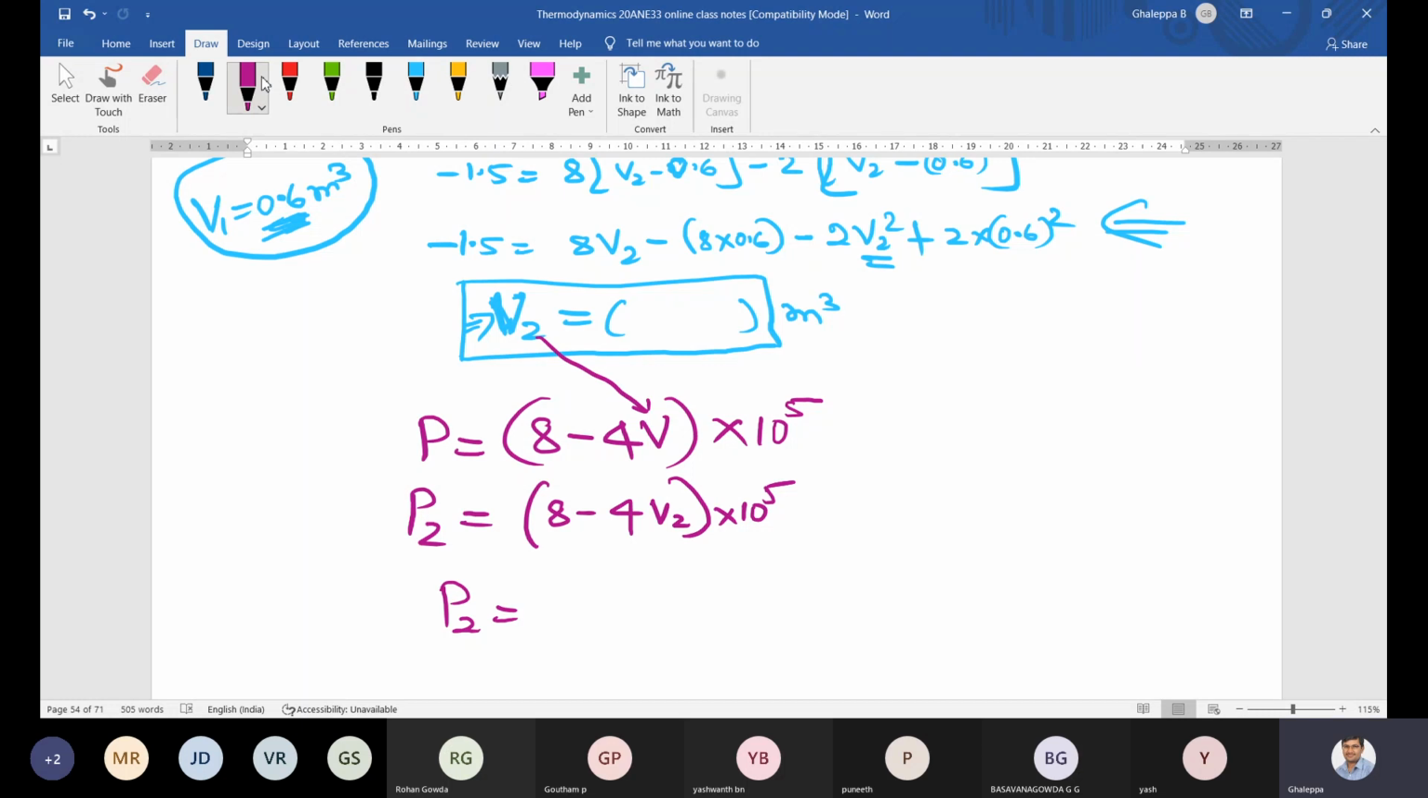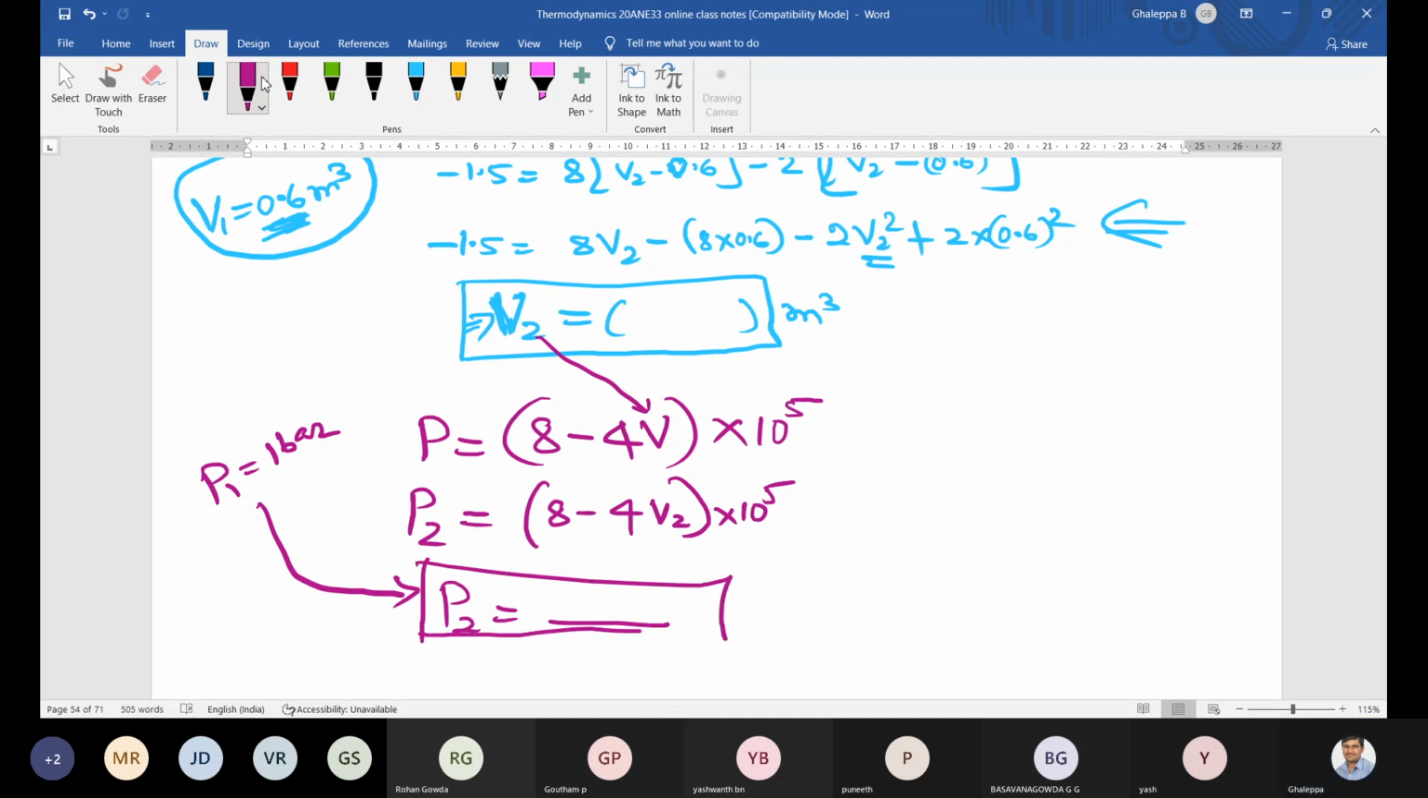Okay, assume P1 is 1 bar. How much value of P2? P2 should be more than 1 bar or less than 1 bar? More than 1 bar, because when you compress any fluid, the volume decreases and the pressure of the fluid increases. So you should get more than 1 bar. This is right. Okay, this is the answer.